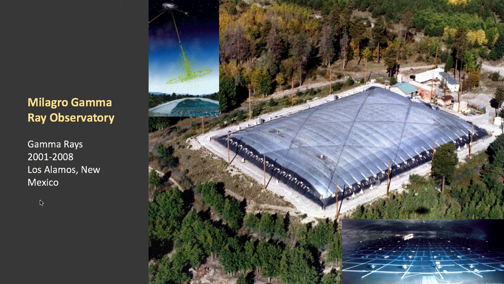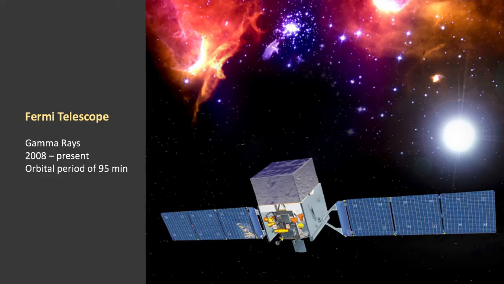We now have a much better way to view gamma rays because we have put a telescope into space, and that's called the Fermi telescope. It essentially replaced Milagro. It's been in orbit since 2008, giving us a view of the gamma rays. Similar to X-rays, it's only the most high energy things that are going to emit that type of light.